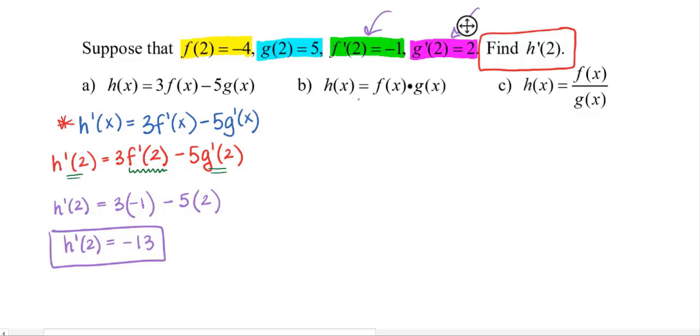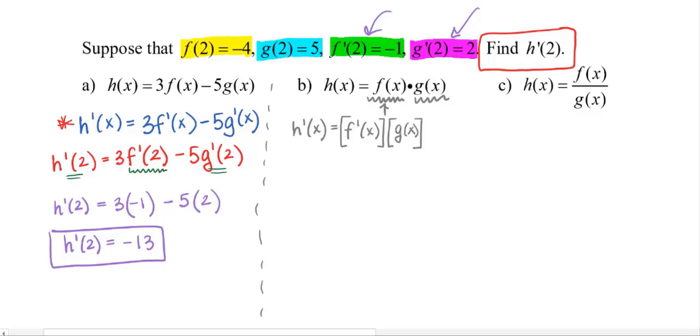Now in part B, h is going to be defined as a product, f times g. So I have to remember my product rule. So I will say h prime of x, and if you remember product rule, we're going to do the derivative one at a time. So I'm going to do the derivative of f first, so that'll be f prime of x. And I'm going to multiply that by g of x. Remember, you just leave g alone.